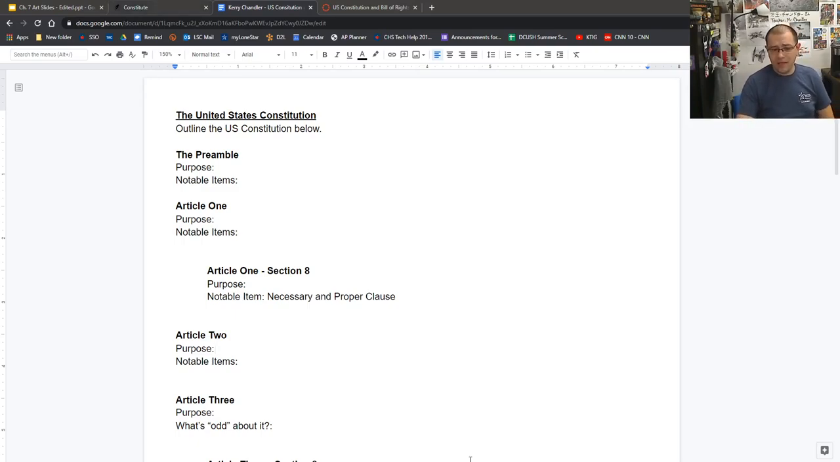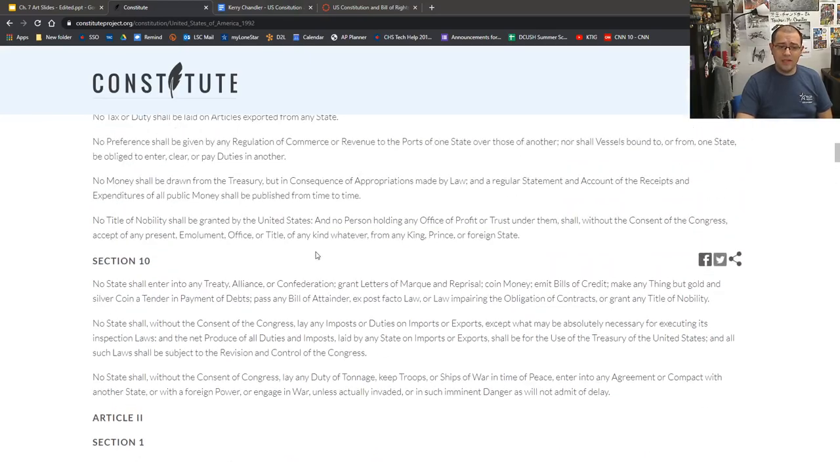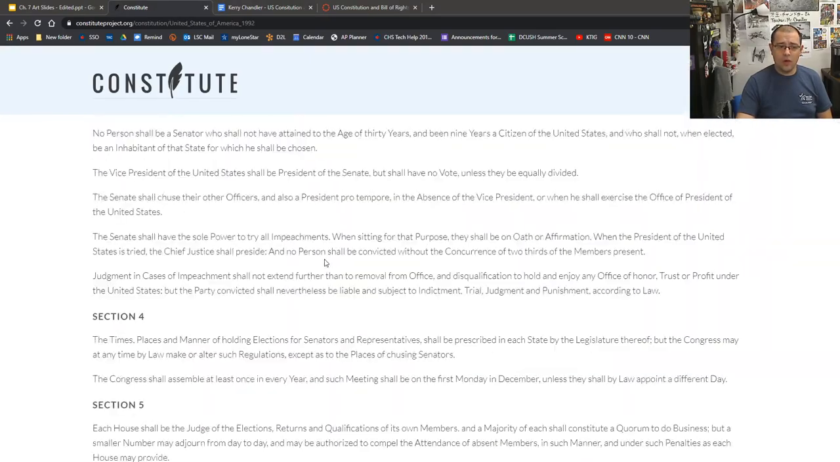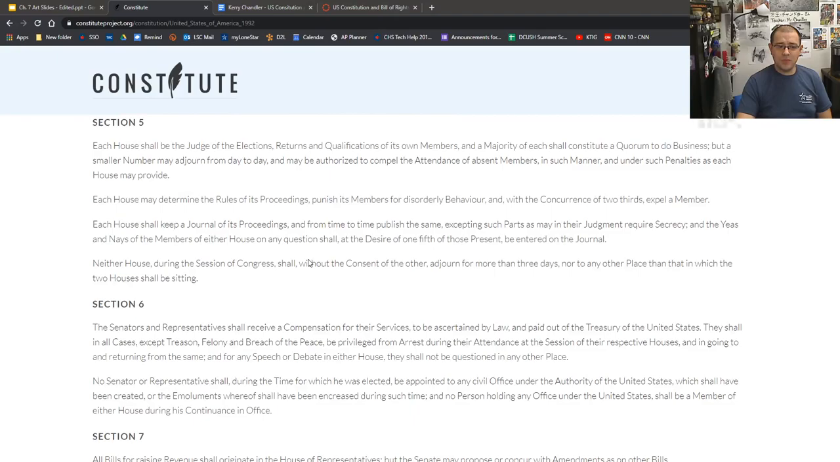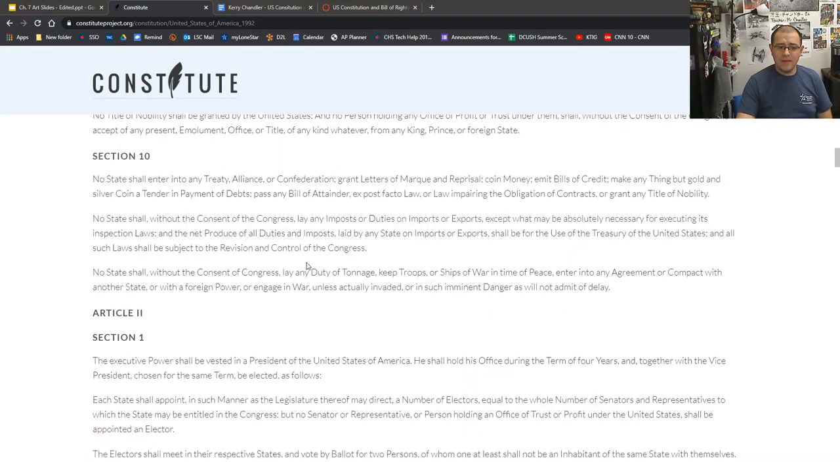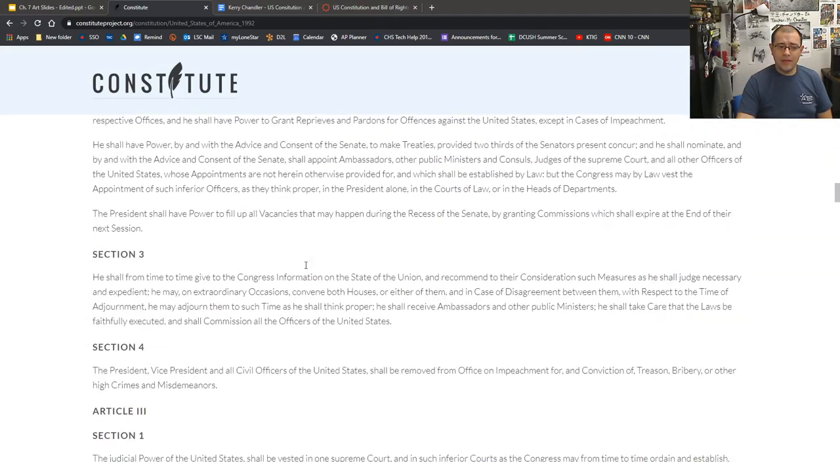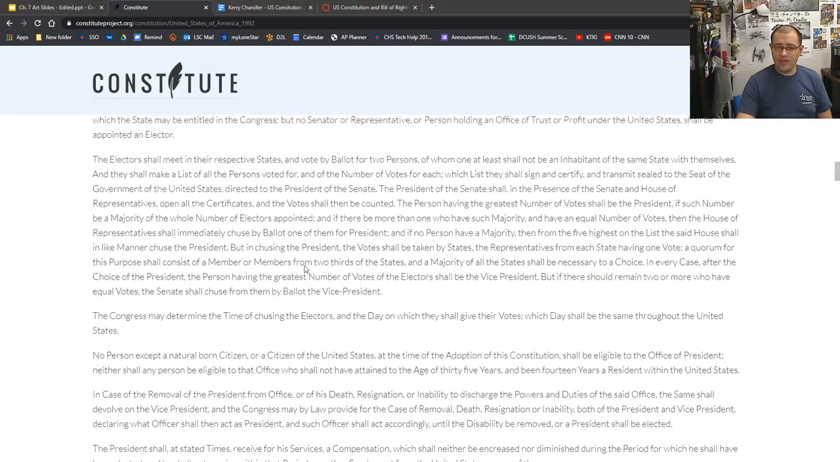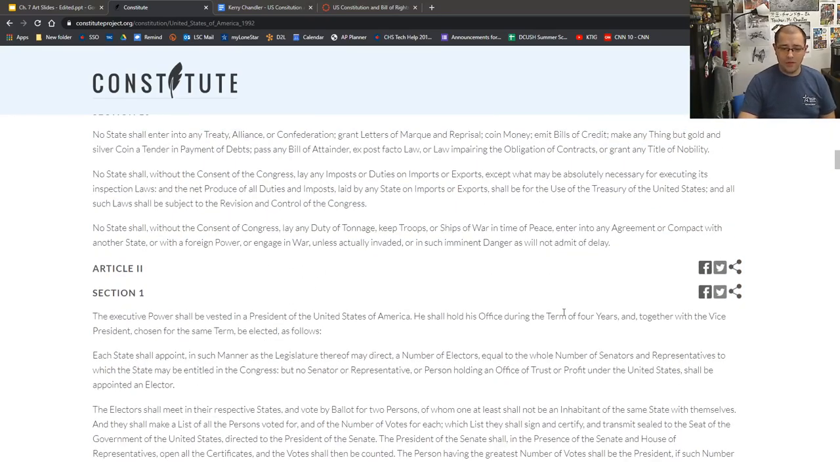All right, notable items in Article 2. One thing to note is how long Article 1 was. Look at that. In your textbook, that's almost 6 pages. Article 2 is right at about a page in your textbook. It's much shorter. I call that notable.